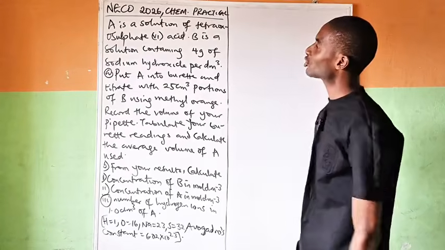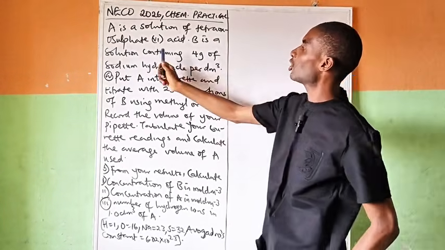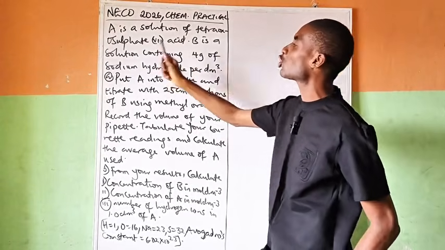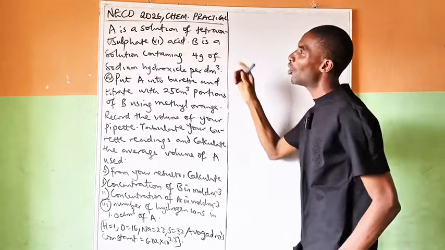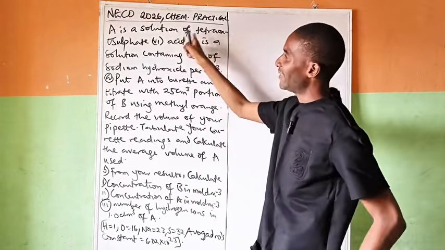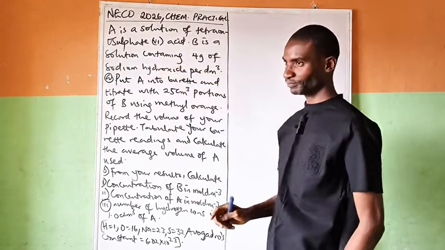A is a solution of tetraoxosulfate VI acid. B is a solution containing 4 grams of sodium hydroxide per dm3. Please pay attention to all of this. So that means our A is tetraoxosulfate VI acid. Our B is sodium hydroxide.